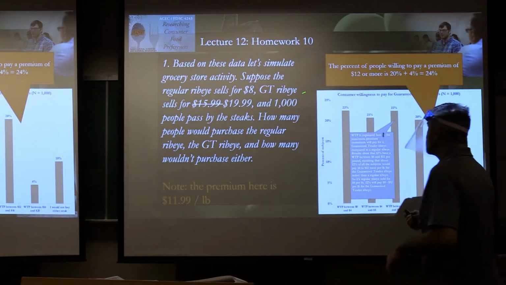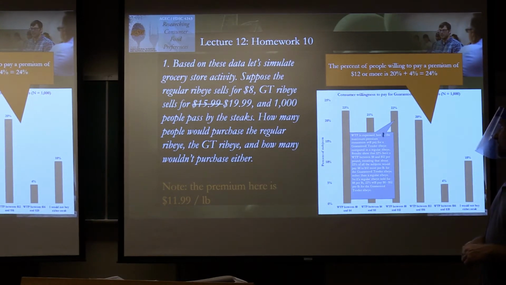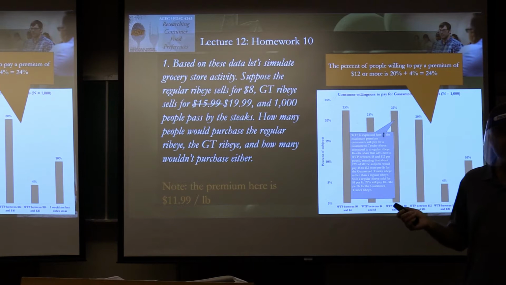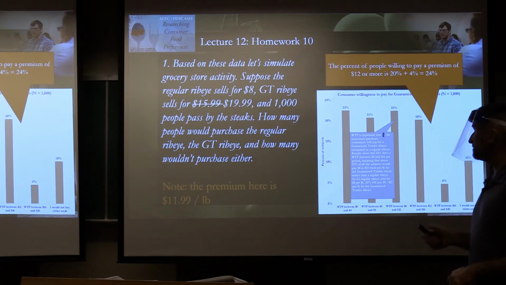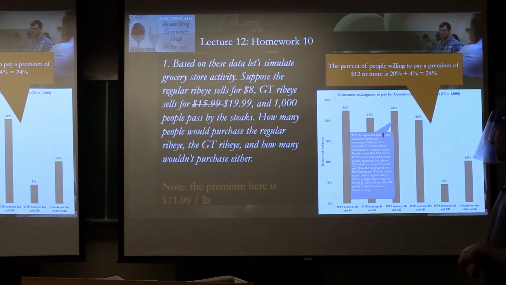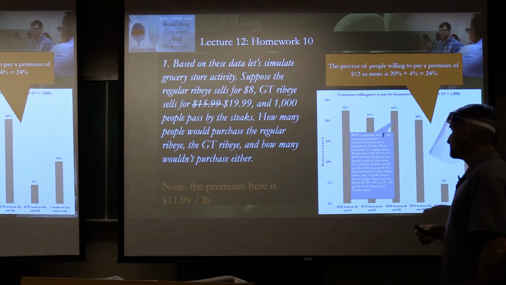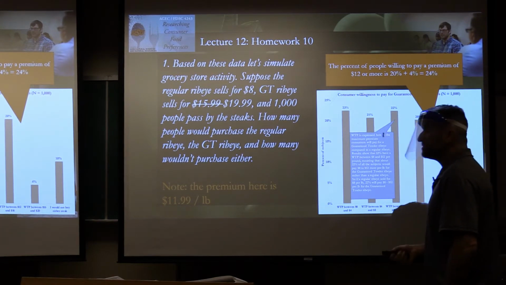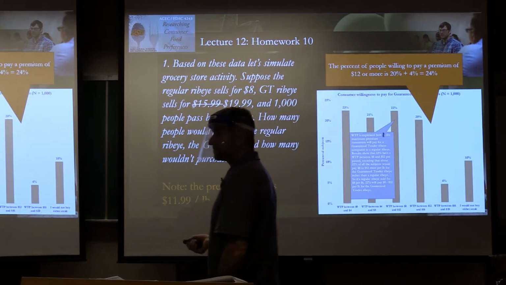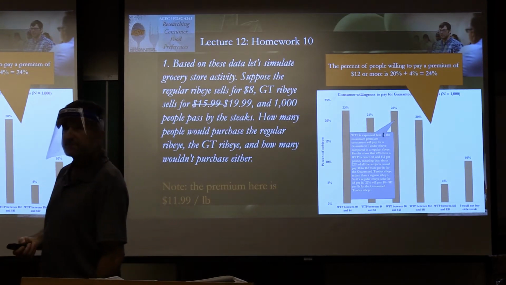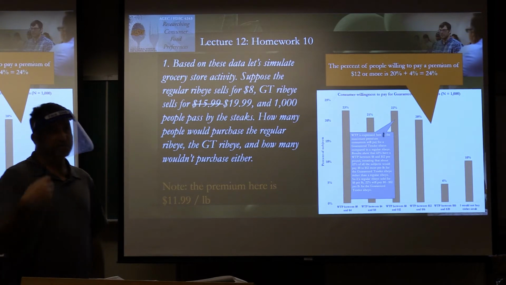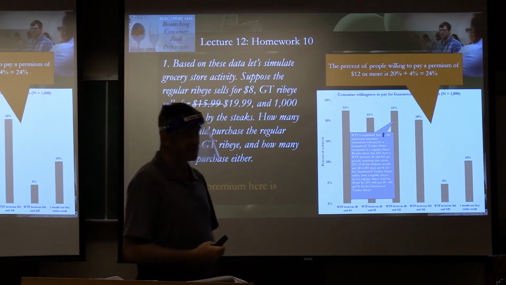It says, based on these data, let's simulate a grocery store activity. Suppose a regular ribeye sells for $8, a guaranteed tender ribeye sells for, now just change the price to $19.99, and 1,000 people pass by the steaks. How many people would purchase the regular ribeye, the guaranteed ribeye, and how many wouldn't purchase any? All right. And so if the regular ribeye sells for $8 and the guaranteed ribeye sells for $19.99, then the premium charge for the guaranteed ribeye is $11.99. Right. And so the extra cost is $11.99 for the guaranteed tender steak.